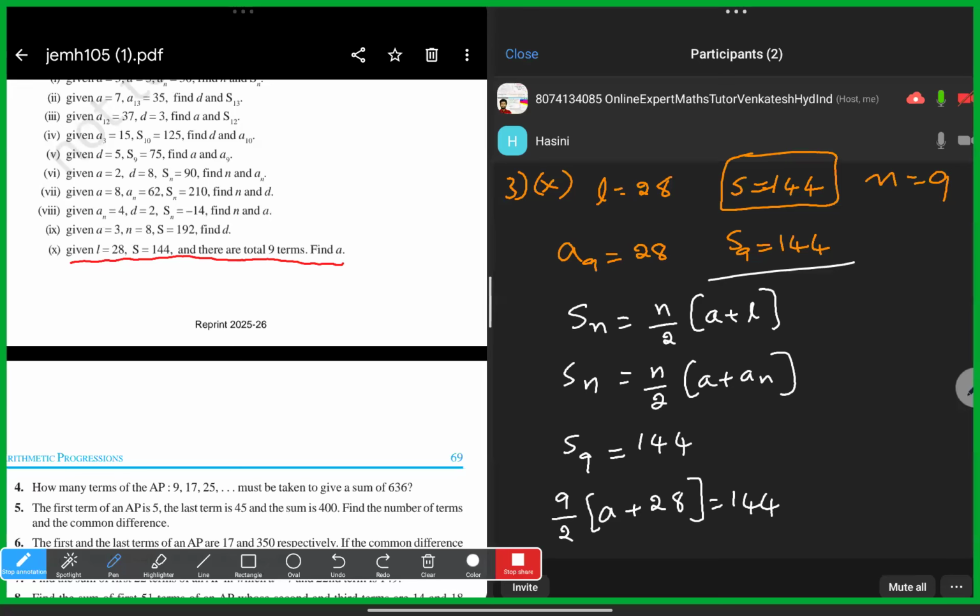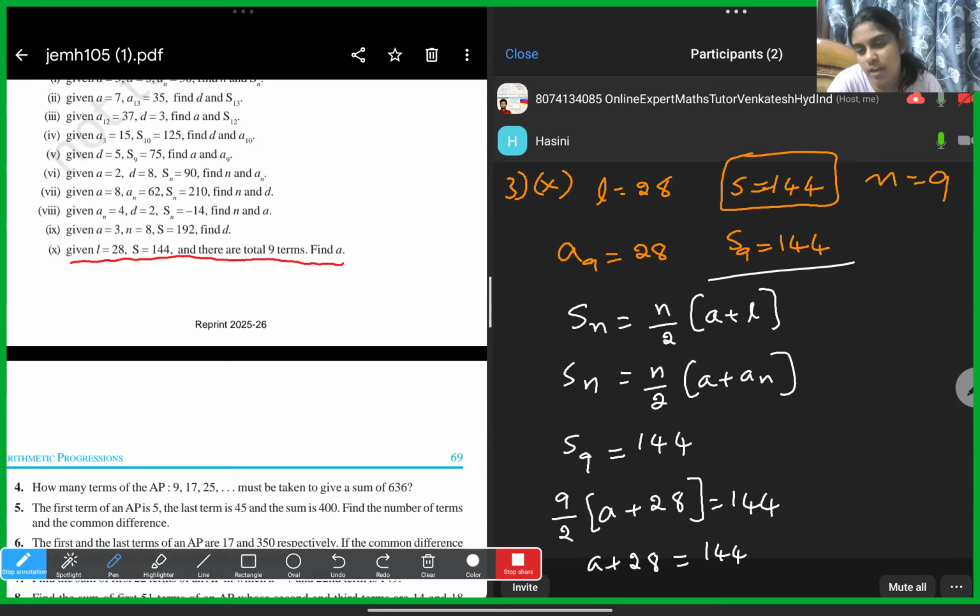So 9 by 2 is multiplied here. It goes to the right side, it gets divided, which will become reciprocal. 144 divided by 9 by 2. I am not distributing it here, but you can do it by distribution also. Sir, wouldn't the division be into multiplication if it goes with reciprocal? Oh, okay, sir. Either I can do it two ways here: 9 by 2 into A plus 9 by 2 into 28.